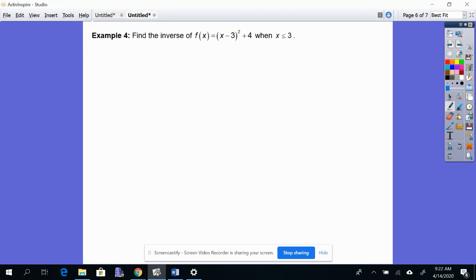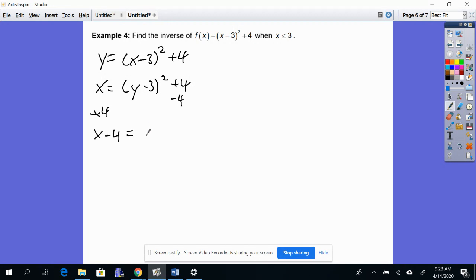Okay, but same idea. y is equal to (x minus 3) quantity squared plus 4. Swapping x and y, trying to get y by itself. So we're going to subtract 4: x minus 4 equals (y minus 3) squared.